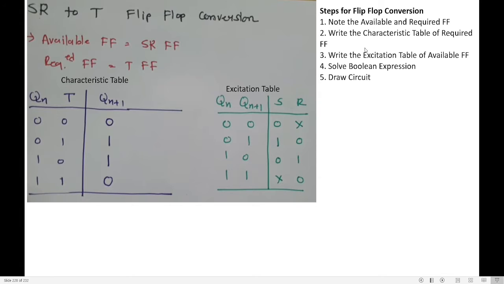Now the next thing: write the excitation table of the available flip-flop. What is available? SR flip-flop. The excitation table is written based on the present state and next state, giving the values of S and R. I have already done a separate video on characteristic and excitation tables; you can go there and understand it. Now we are just writing the characteristic table of the required flip-flop and the excitation table of the available flip-flop, SR.